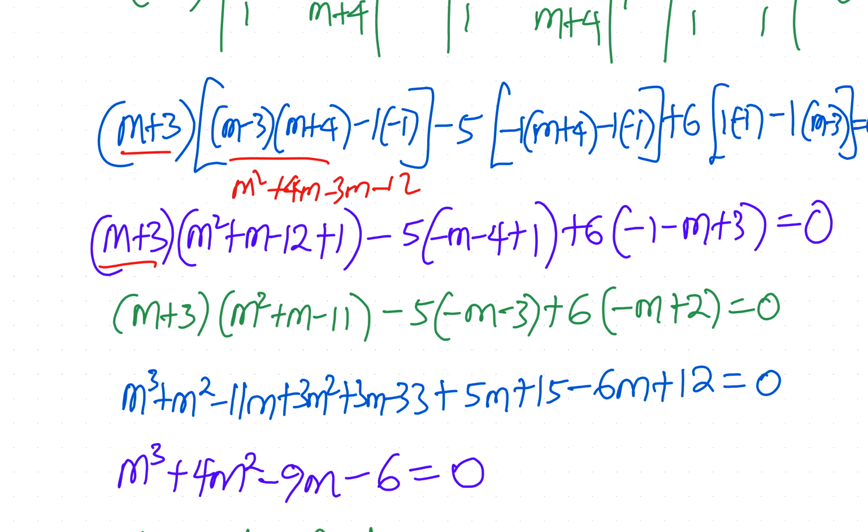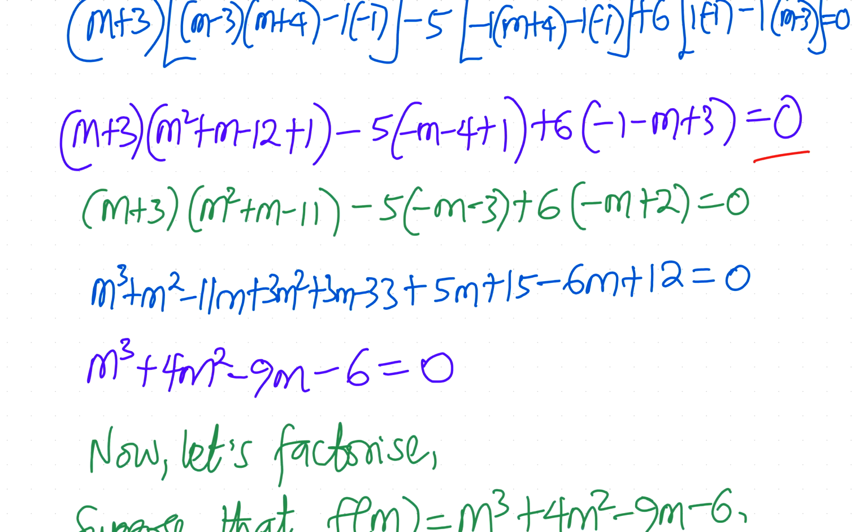So the next thing to do is this. Minus 5 is here. So minus 1 times m, minus 1 times 4, that's minus 4. Minus 1 times minus 1 is plus 1, and that goes. So the next thing would be plus 6 out here, into 1 times minus 1, that's minus 1. Minus 1 times m, minus 1 times 3, that's plus 3. So that also is settled. And of course, always equal to 0, just like up there. So the next thing is to keep tidying things up.